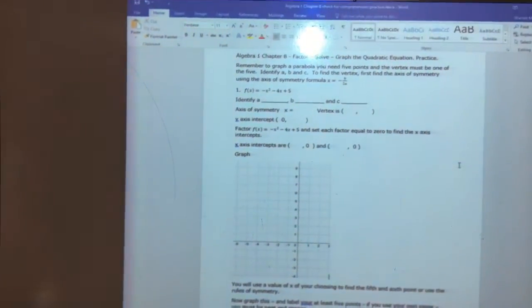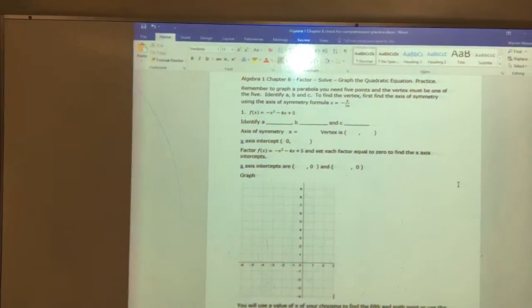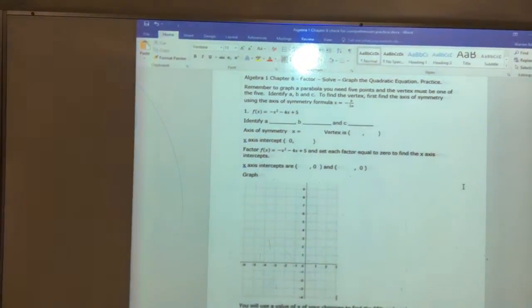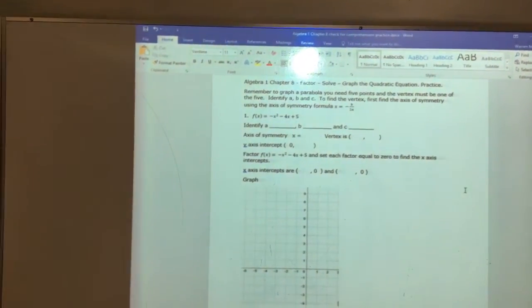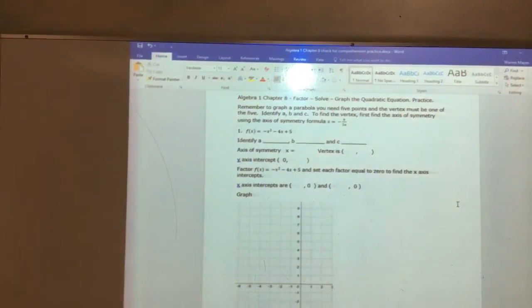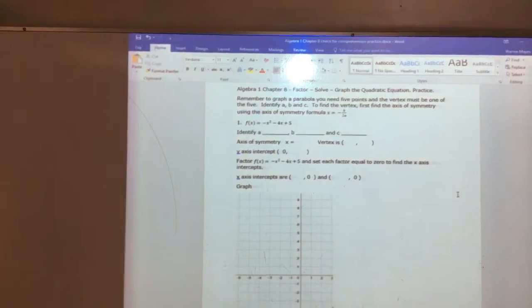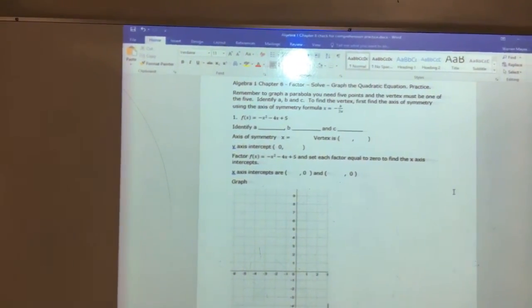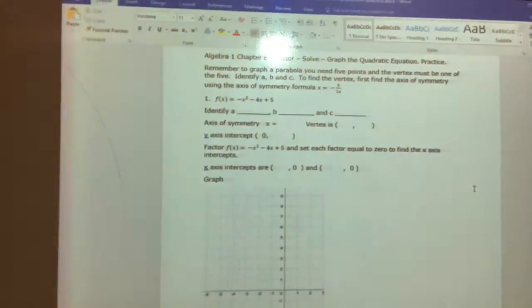Okay, now in the practice one, we're going to take that f of x is equal to negative x squared minus 4x plus 5. Now, when you look at that negative x squared minus 4x plus 5, you should immediately conclude that it's going to open down, because the lead coefficient in front of the squared term is a negative 1. So we're going to identify the A, B, and the C. Are you ready for this? This is the hardest part of this whole deal.